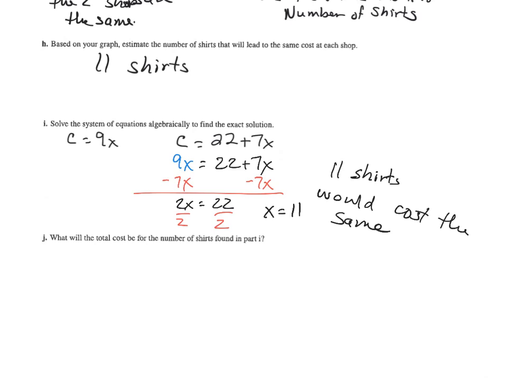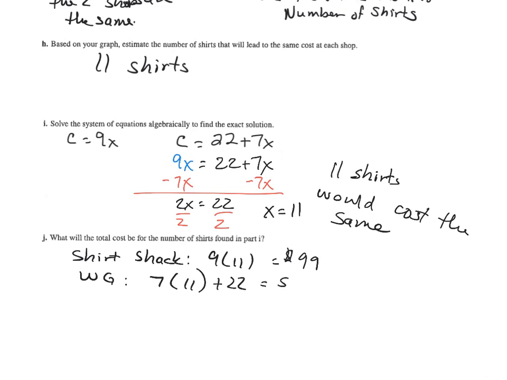But they're saying, what would the total cost be? Well, for the Shirt Shack, if I use that, we have 9 times 11. That's $99. And what if I used Wave Graphics? Well, that was 7 times 11 plus 22. That's also $99. Just to verify our answer.